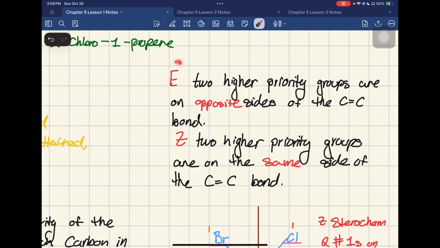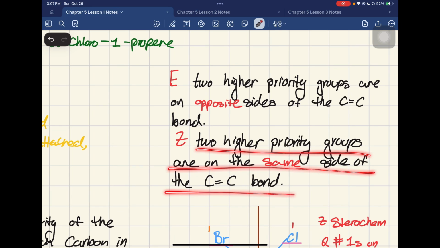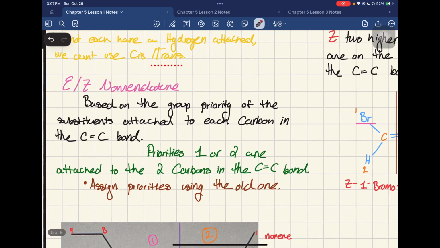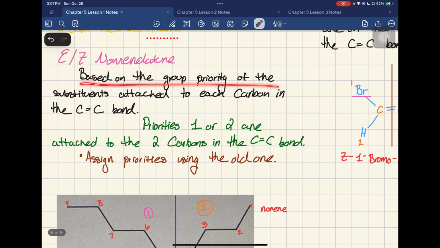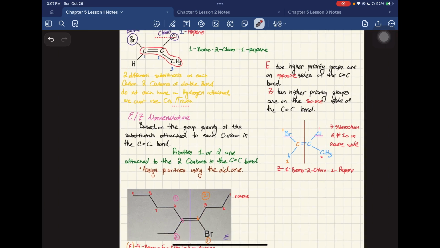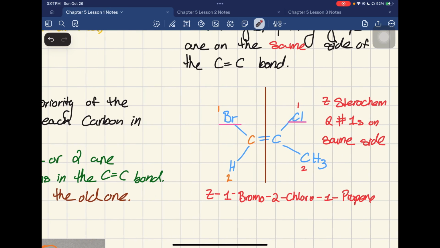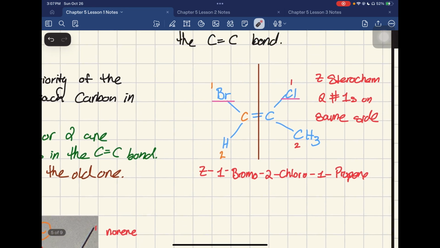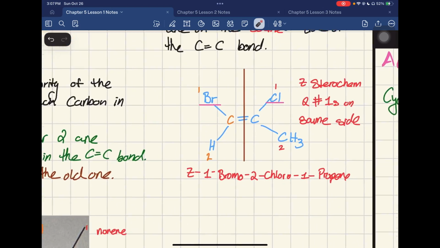That's when we look over here for E and Z, right? So for E, the 2 higher priority groups are on opposite sides of the carbon double bond, and for Z, the 2 higher priority groups are on the same side of the carbon double bond. So nomenclature, right? It is based on the group priority of the substituents attached to each carbon in the carbon double bond. So priorities 1 or 2 are attached to the 2 carbons in the carbon double bond. Assign priorities using the old method, and by old I just mean how we did the initial priority assignments in stereochemistry.